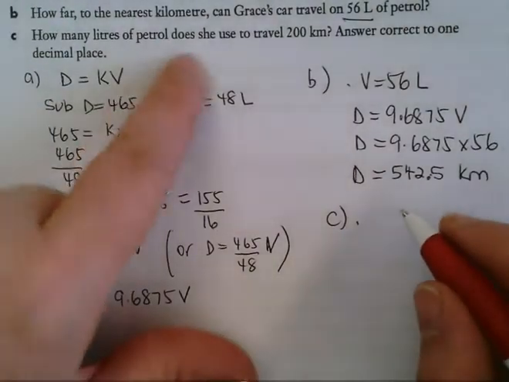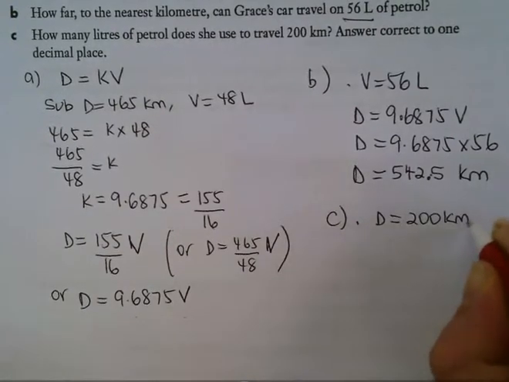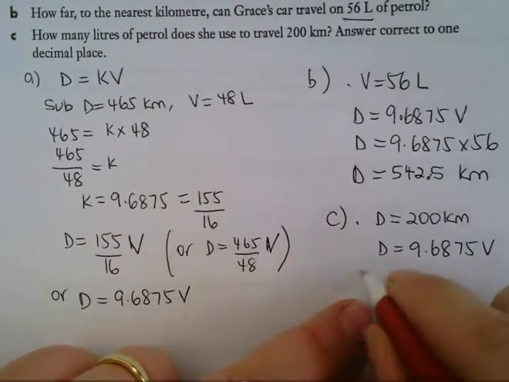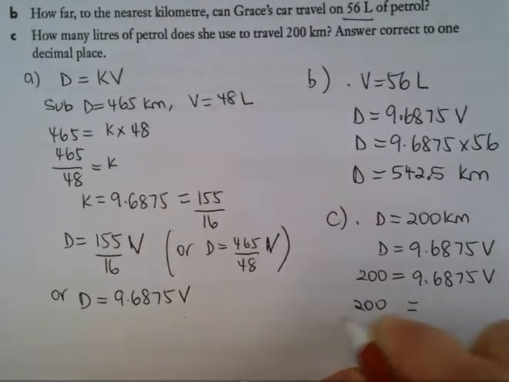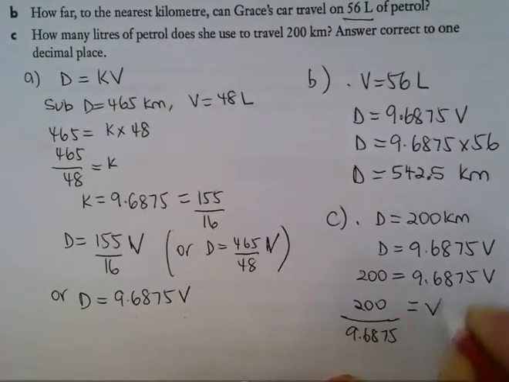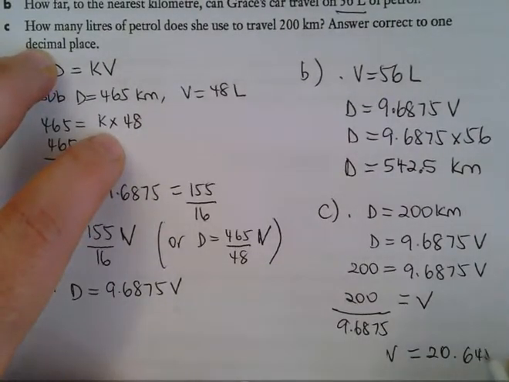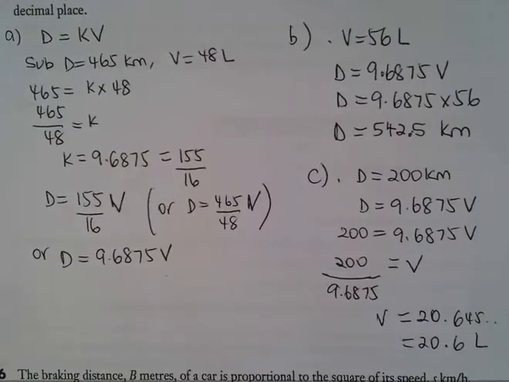And the last one, how many litres of petrol does she use to travel 200 km? 200 km is a distance, and you're finding the volume. So writing your formula out, d equals 9.6875 v. We know the d, distance, is 200, and you're just solving for v. Okay? Just answer, yep, 645, which is to 1 decimal place 20.6 litres. Now, like I said, we've done this before. We've done direct linear variation, but we're now going to do direct non-linear variation, but it's still direct.